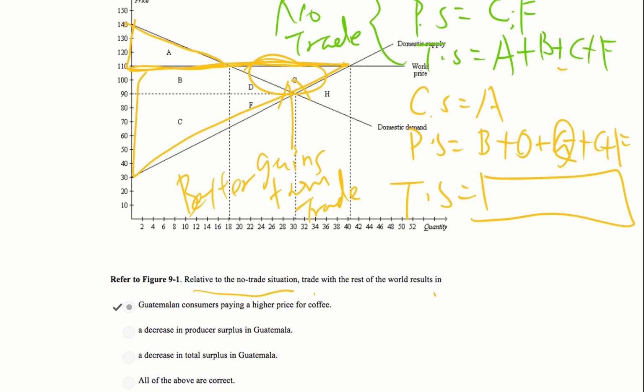So first, it says Guatemala consumers pay a higher price for coffee. This will be true because when you trade, your domestic price goes away. The domestic price was 90. So with trade, this goes away. The new price will be set at the world price of 110. So A is true. B says decrease in producer surplus in Guatemala. This is false because with exporting, the producer is better off, not worse off. And then C says decrease in total surplus in Guatemala. This is also false because, remember this extra G here, the gains from trade, we have extra now. So you have more total surplus. So the answer is A.